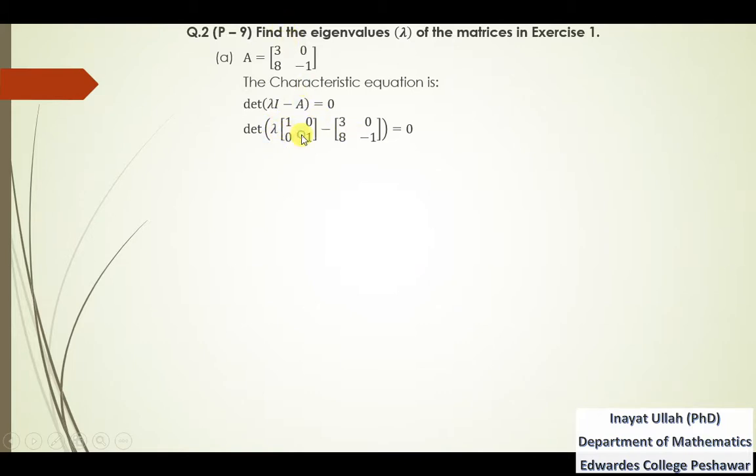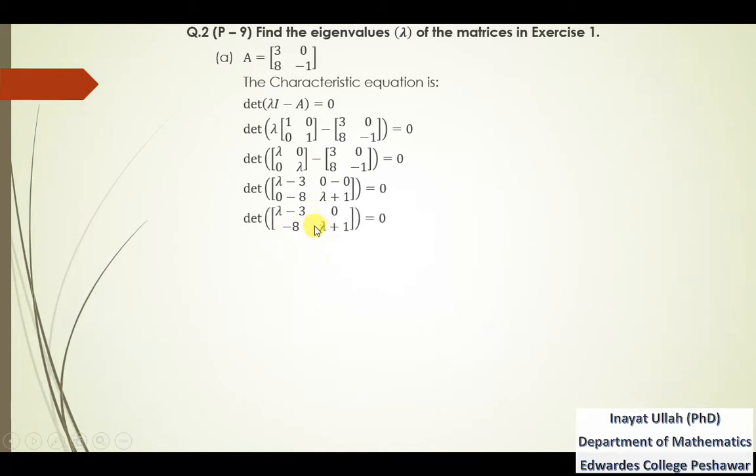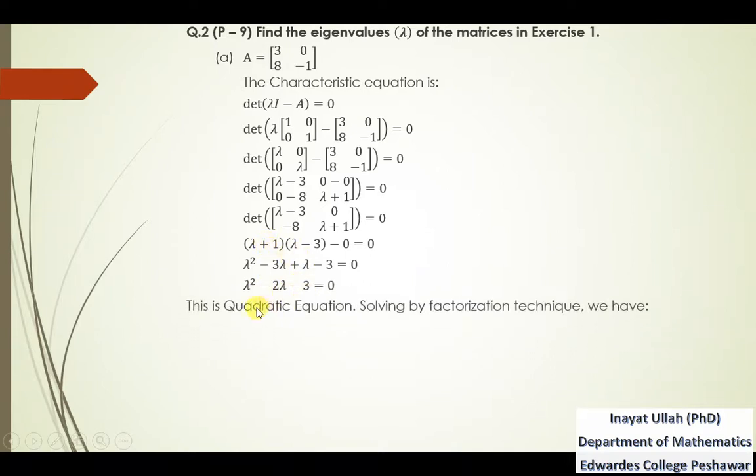Now multiplying lambda inside, subtracting these two matrices, simplifying inside, and taking the determinant of this matrix, AD, this into that minus this into that: lambda plus 1 into lambda minus 3 minus 0 into minus 8 is 0. And now multiplying these two, we'll get this equation, and this equation is actually a quadratic equation.